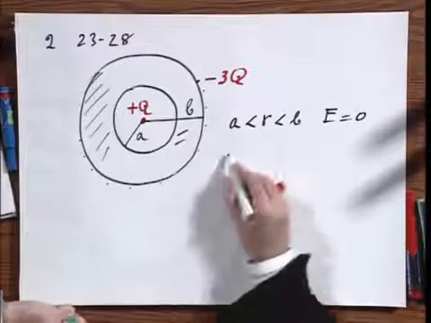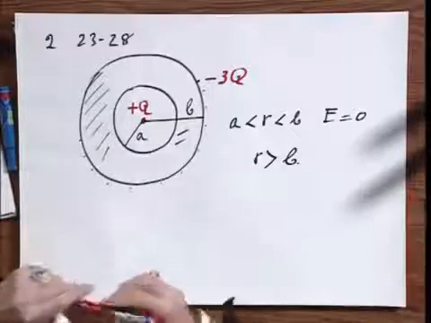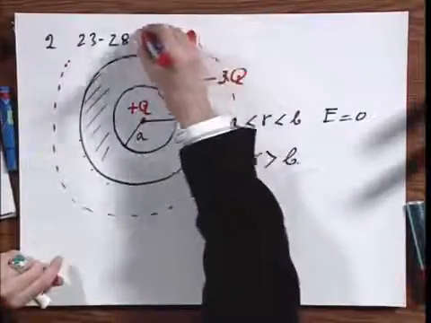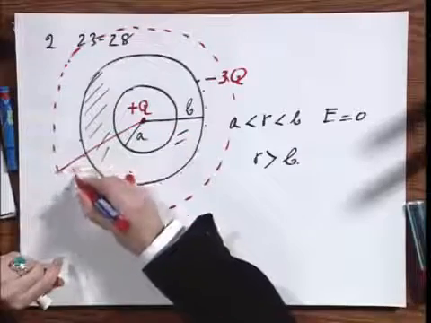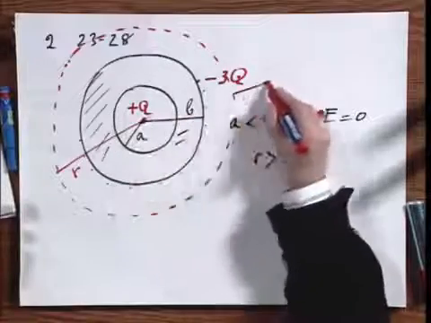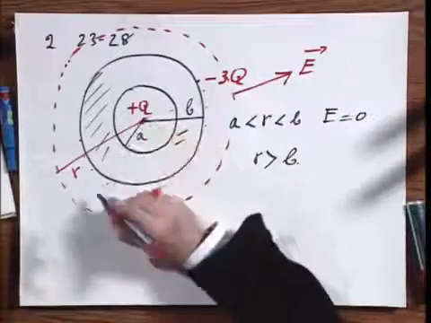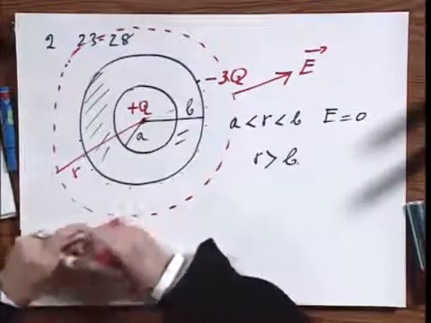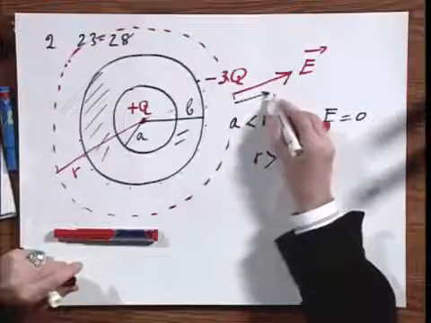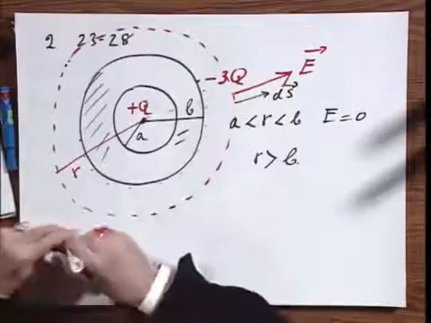What now is the situation for R larger than B? I take a Gaussian sphere. You have to always work with symmetry. So you bring a concentric sphere here, and this concentric sphere has a radius r. Let us assume, it could be wrong, that the electric field is pointing outwards. It is certainly going to be radial. It has to be radial for reasons of spherical symmetry. And of course the surface elements ds will all be everywhere perpendicular to the surface, no matter where you are on the sphere.